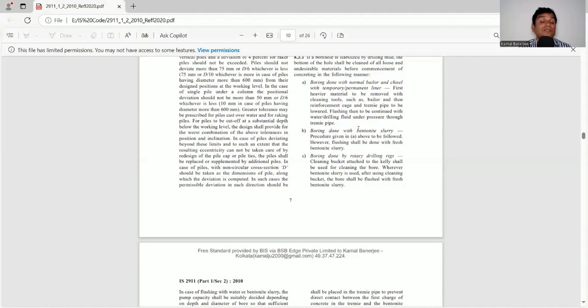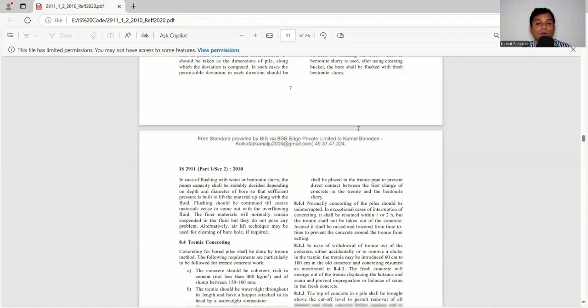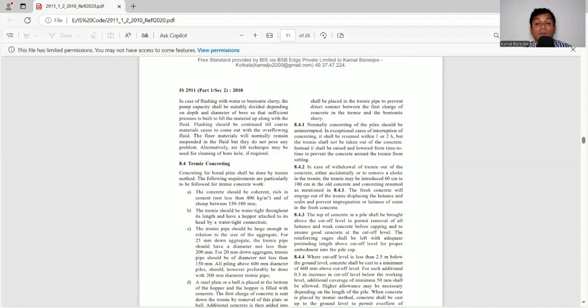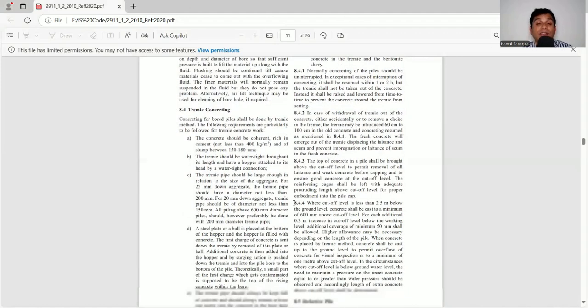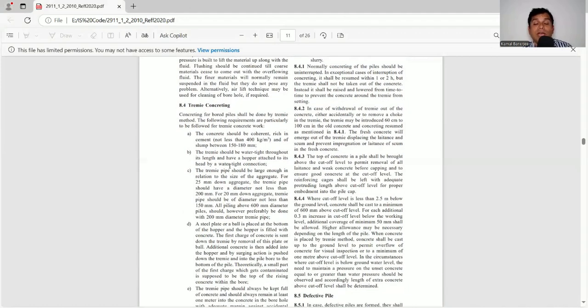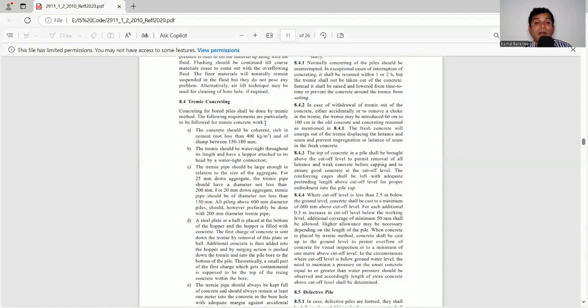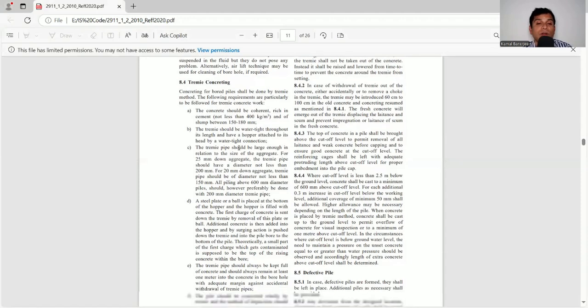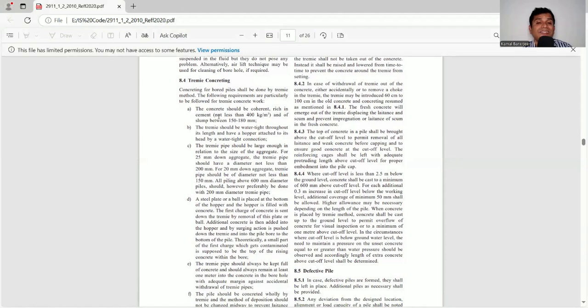So here is now the tremie concrete, that is very much important. It is a special type of concrete that you need to understand. Concreting for bored pile shall be done by the tremie method. The following requirements are particularly to be followed for tremie concreting work. The concrete should be cohesive, rich and not less than 400 kg, that we already discussed. Slump is 150 to 180.